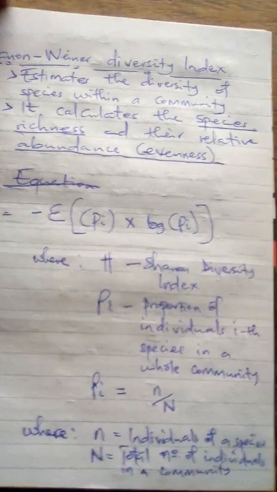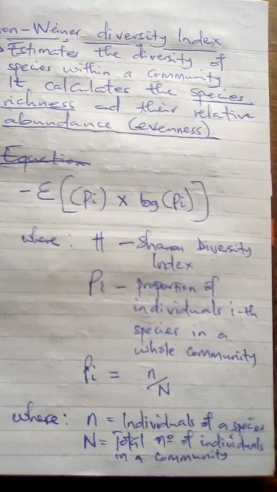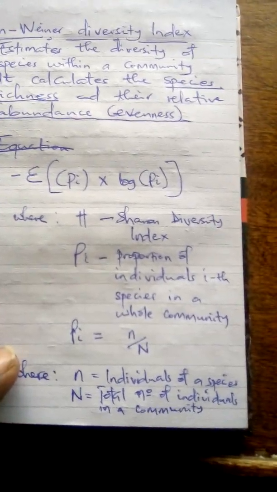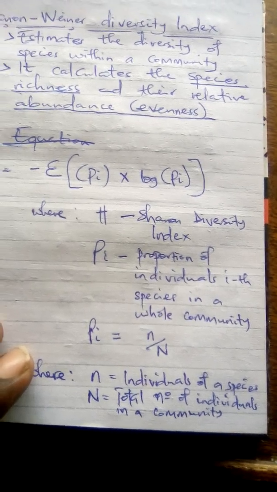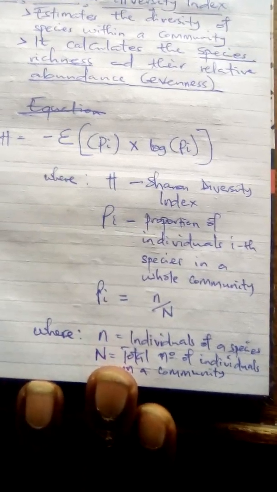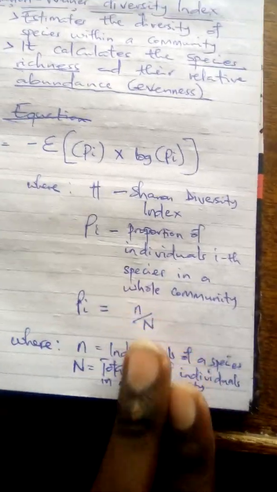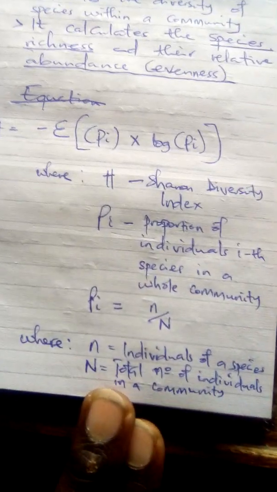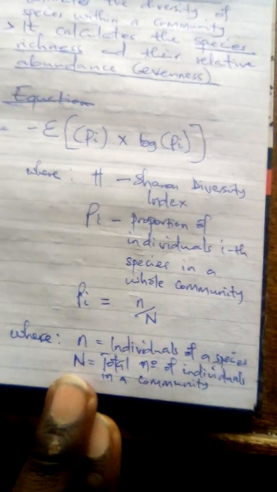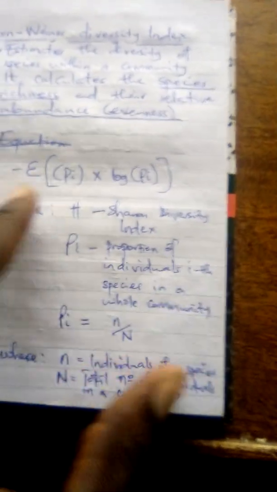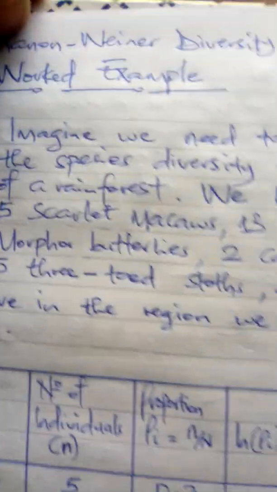And here in the description, where you see H, that stands for Shannon Diversity Index, and where you see pi, it stands for the proportion of individuals of the species in the whole community. And pi itself is expressed as small n over capital N, where small n stands for individuals of a species, and capital N stands for the total number of individuals in a community. You get it? If you don't get it, ask for a pardon.